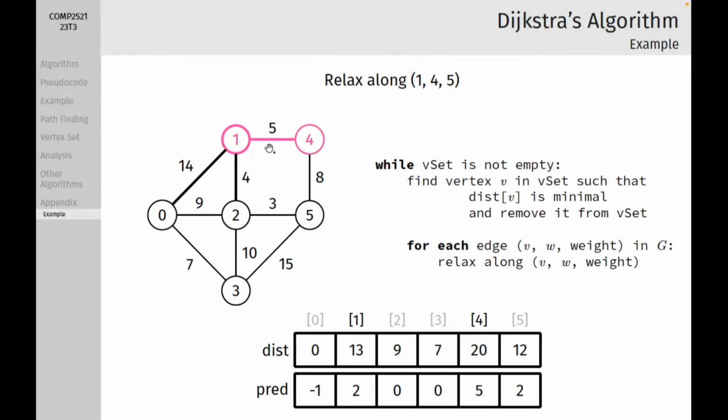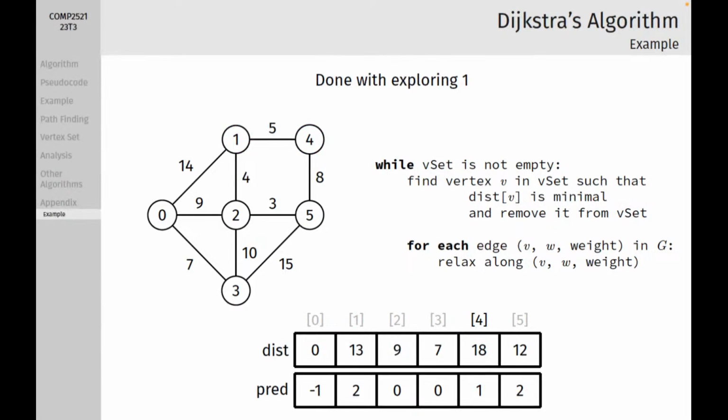So if we use this edge to get to 4, the cost of the path will be 13 plus 5, where 13 is the shortest distance to 1 and 5 is the weight from 1 to 4. So 13 plus 5 is 18. And since 18 is less than 20, which is the current shortest distance to 4, we update the distance to 18, and we update the predecessor to 1.